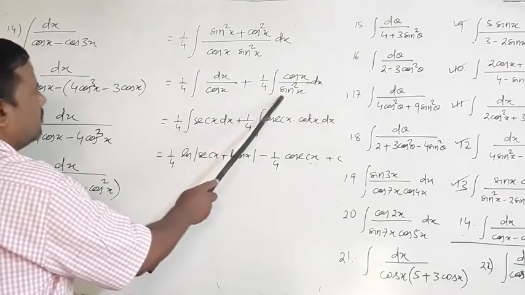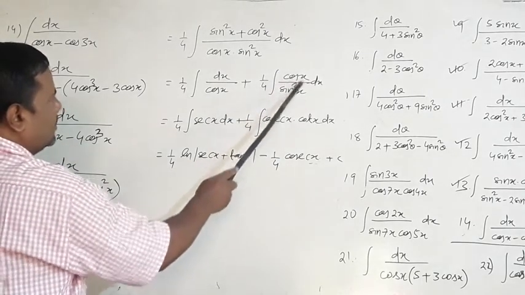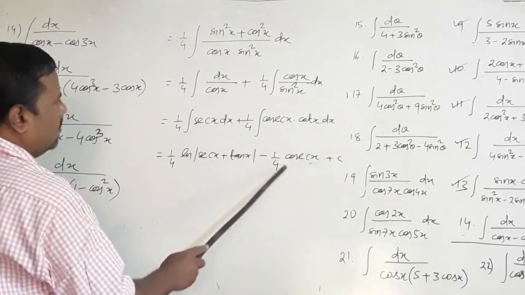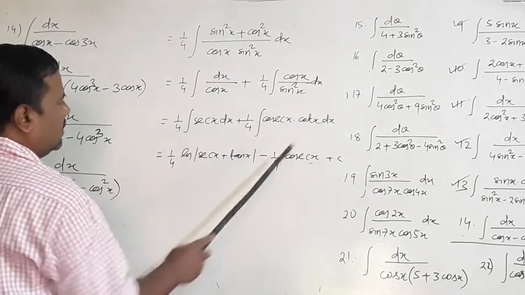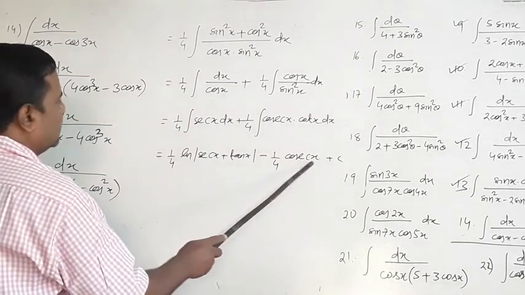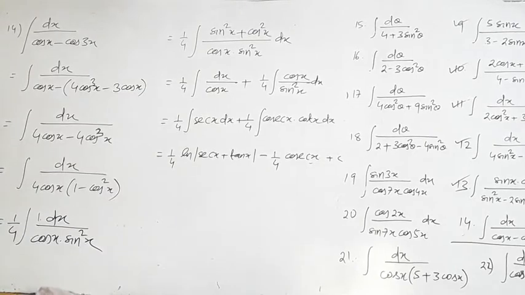And for this part you have to do 1 by sin x times cos x by sin x, that is cosec x cot x. Minus 1 by 4 cosec x. Integration of cosec x cot x is minus cosec x. And integration of sec x is ln sec x plus tan x. Okay.